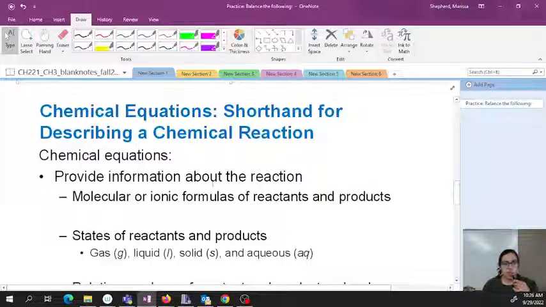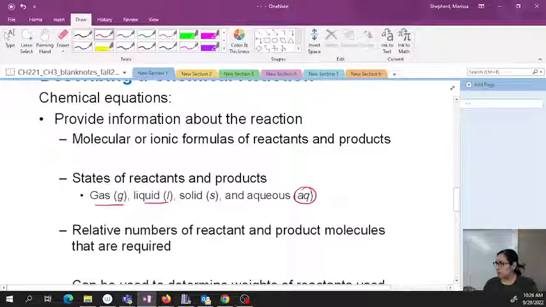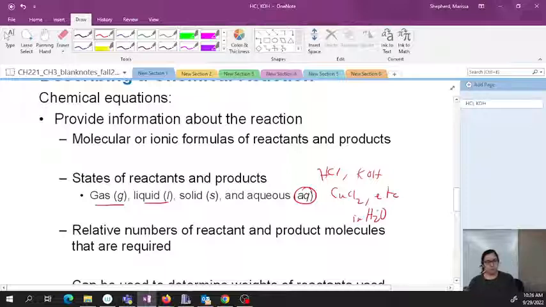And so again, these chemical equations just provide information. They give us our formulas, and again, our ratios, so our states. So we indicate G for gas, L for liquid, S for solid, and then AQ means an aqueous solution, so that's generally going to be some ionic compound dissolved in water, or maybe like HCl in water. So this could be anything as long as it's in H2O. That's all that it means.